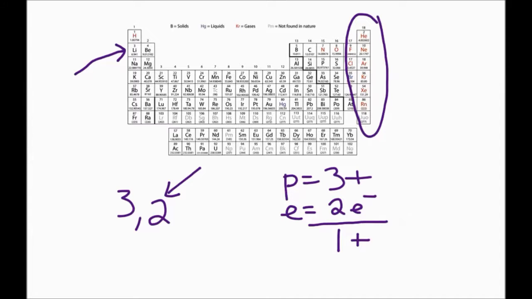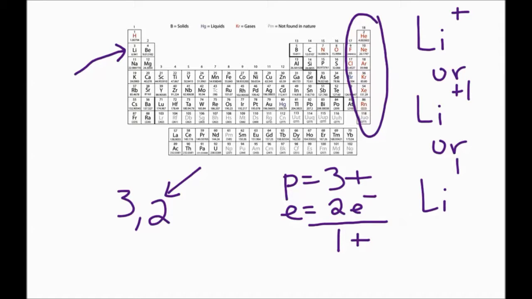The way we write that is Li plus, or Li plus 1, or we can even write it as Li 1 plus. Either way, any of those 3 ways is fine. This can be very confusing because lithium lost an electron, yet we are writing down a plus for the charge. The charge always goes in the upper right hand corner of the element symbol.